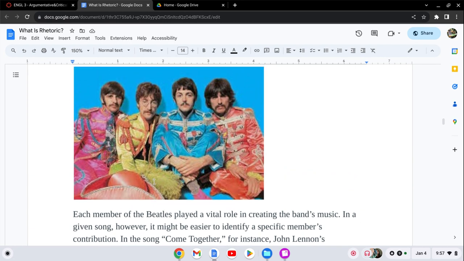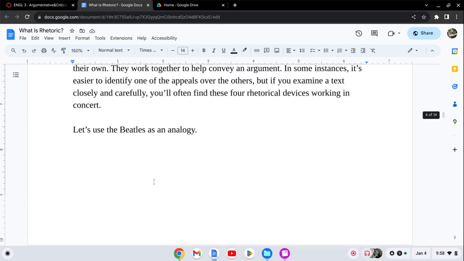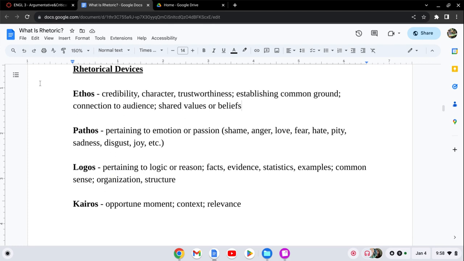But we wouldn't say, just because John Lennon wrote that song, it's therefore John Lennon's song. No, it's the Beatles' song. But we can see each individual contribution. And so the same is true of ethos, pathos, logos, and kairos, right? So while they all have unique roles to play and they all have unique definitions, when they come together, they create this thing together, right? And so that's true of arguments and texts and things that we might be studying and how we might be creating things. All of these things work together in order to create a successful argument.